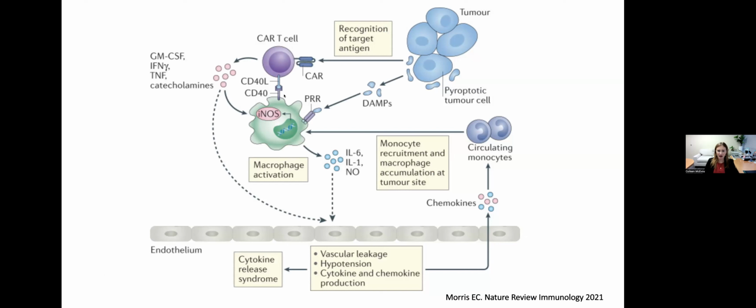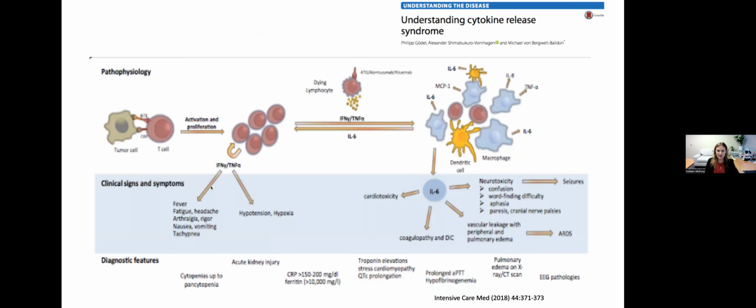What happens when you have binding of your CAR T to the macrophage? You have increased nitric oxide production. You have continuing circulation of the monocytes, which then leads to pro-inflammatory cytokines like your IL-6, IL-1, and NO. And this is where you start to see some of your physiologic effects of vascular leakage, hypotension. And this is one of my favorite schematics. I'm sorry it's coming out a little bit blurry, but this goes to the point of when you see interferon gamma and TNF alpha, it causes this flu-like syndrome.